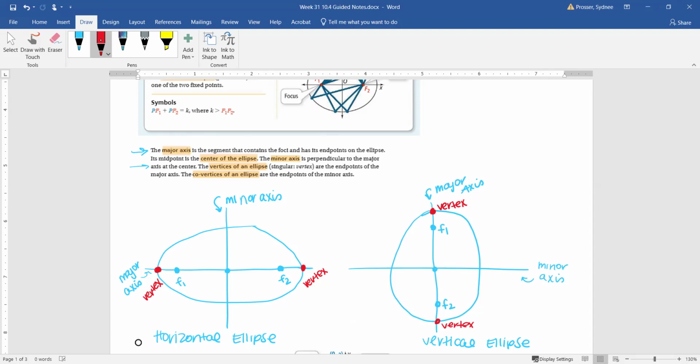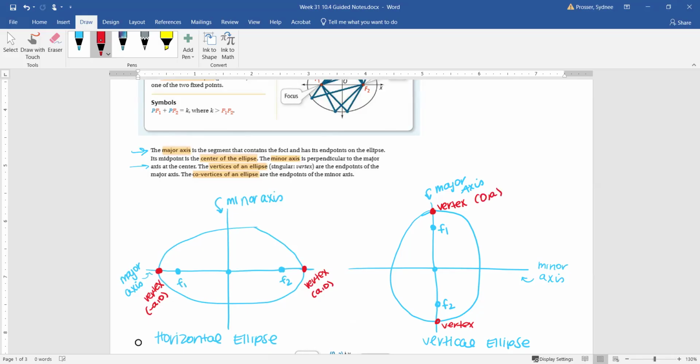And for these vertices, we use the value of A to represent our vertices. So this would be negative A comma 0, and this would be A comma 0, right? Because it's moving left or right, nothing up and down on the horizontal ellipse. On the vertical ellipse, we're moving up and down, so it would be 0 comma A and 0 comma negative A. Okay, but you can notice it's symmetric from the center.